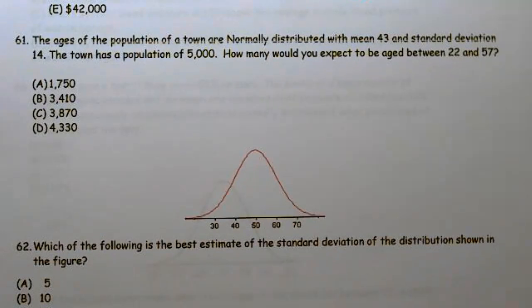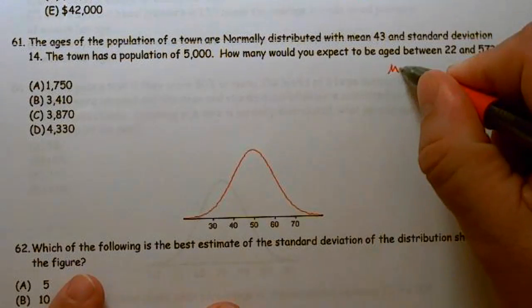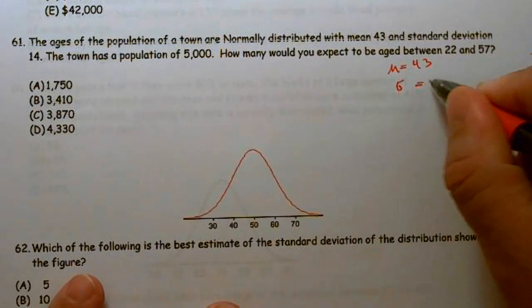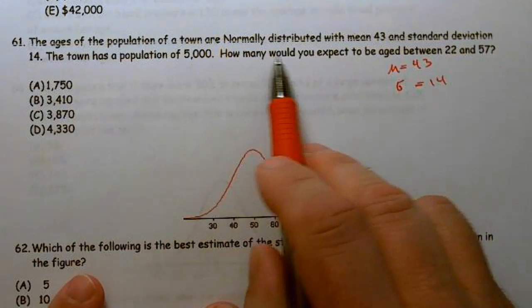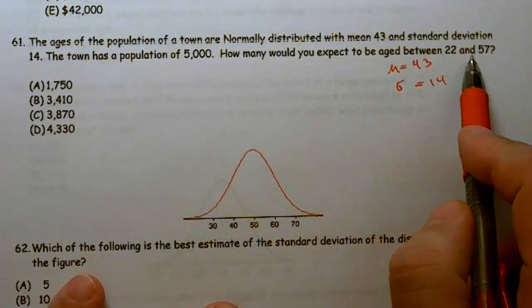The ages of the population of a town are normally distributed with a mean of 43 and a standard deviation of 14. The town has a population of 5,000. How many would you expect to be aged from 22 to 57?